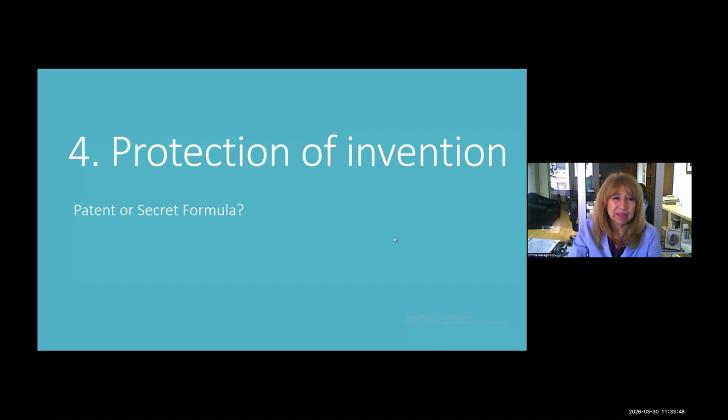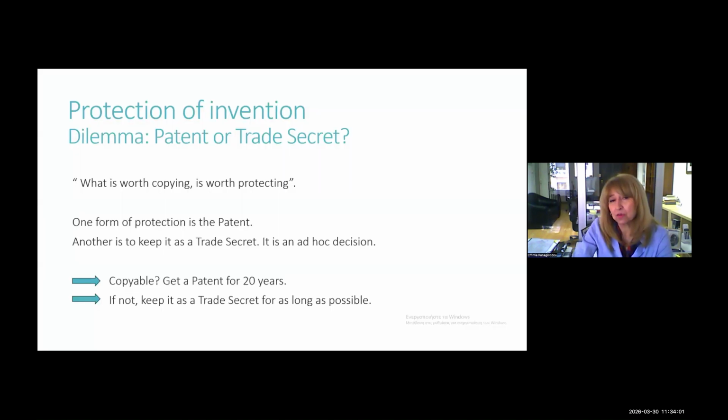So, the last part of the first part of the presentation is the protection of the invention, whether it shall be protected with a patent or as a secret formula. So there is a dilemma here, a dilemma which must be faced by the TTOs as well as by the institutions, by the companies, by the researchers, by anybody. Should I patent my invention or should I keep it as a trade secret?